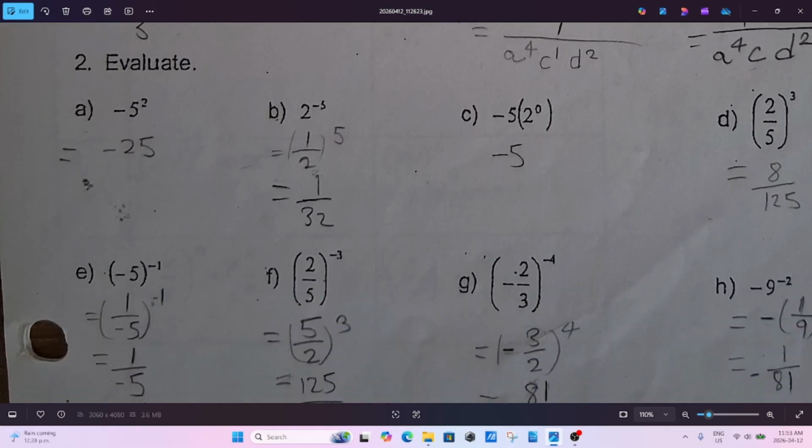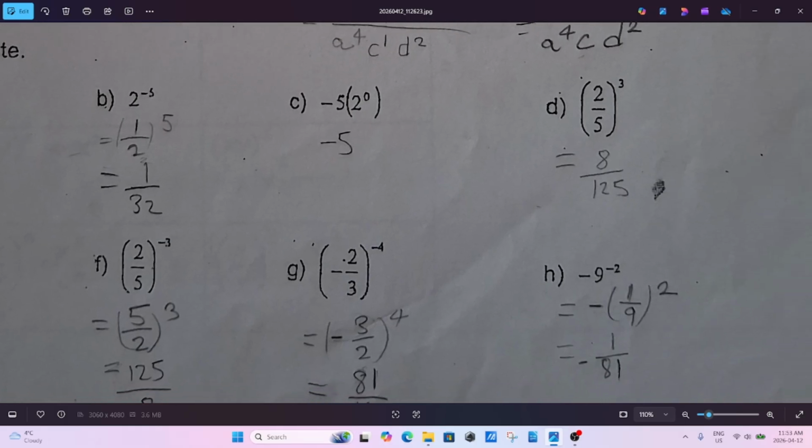So we evaluate (-5) squared, that's just -25. The negative stays out because it's not in a bracket, so the negative will still be there when we calculate 5 squared, which is 25, so -25. B, 2 to the -5, 1 over 2 to the exponent 5, which is equal to 1 over 32. Then we have C, -5 times 2 to the 0. 2 to the 0 is just 1, so it's just -5 times 1, which is just -5.